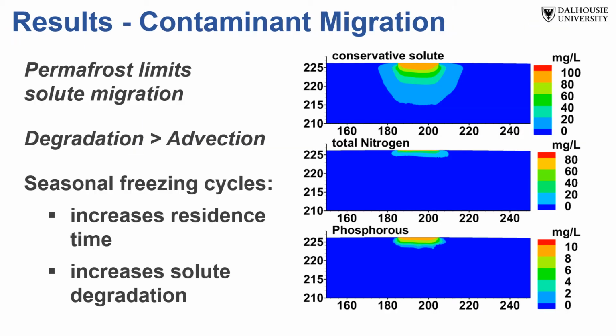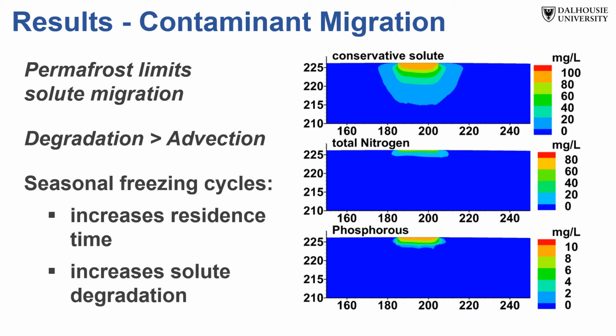So this figure shows solute concentrations in the immediate vicinity of the lagoon at the end of a 50-year simulation period with stable permafrost and seasonal active layer freeze thaw for three different contaminants, a conservative solute like chloride, and then two reactive contaminants, nitrogen and phosphorus. The conservative plume extends to 11 meters below the surface of the domain. However, the bulk of the mass is within the upper 5 meters. The plume spreads horizontally about 15 meters, and this is because the groundwater flow in the area is not that fast during active layer seasons.